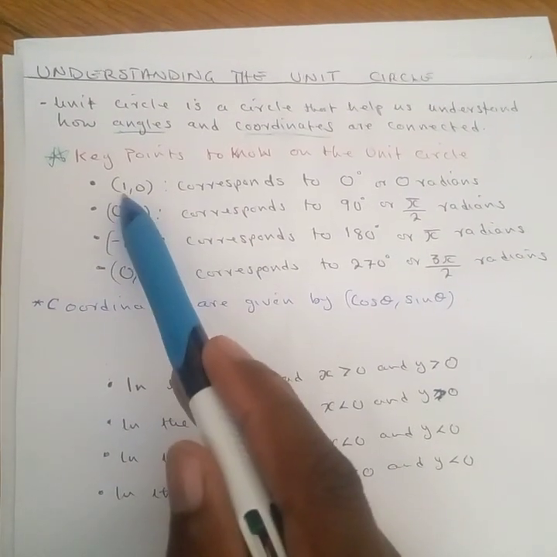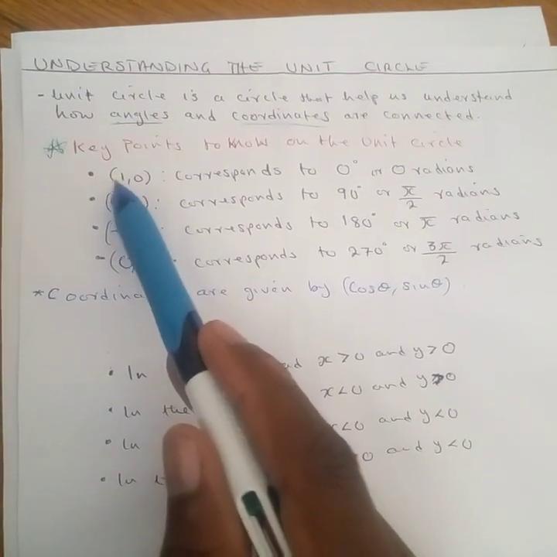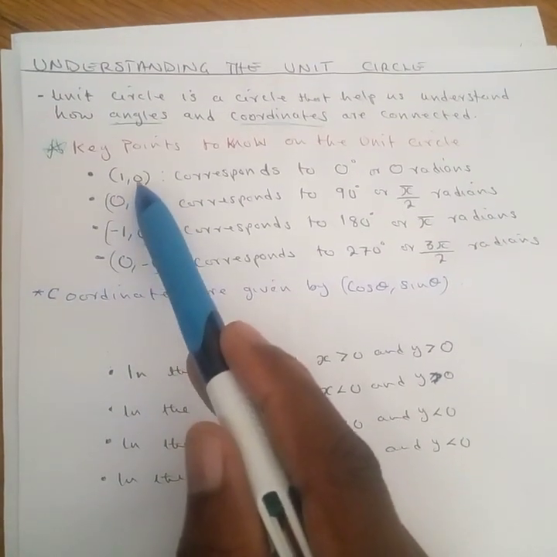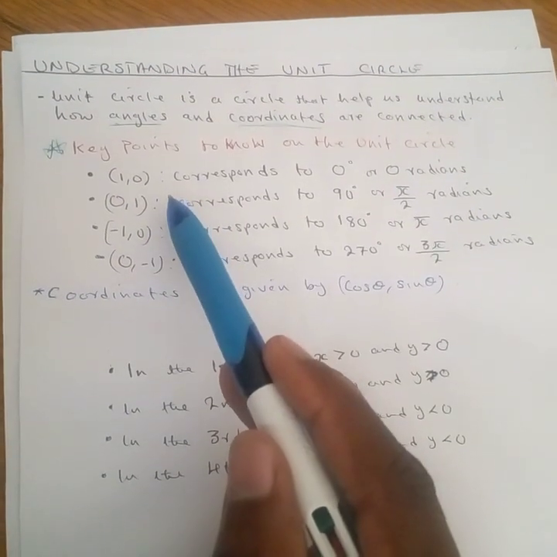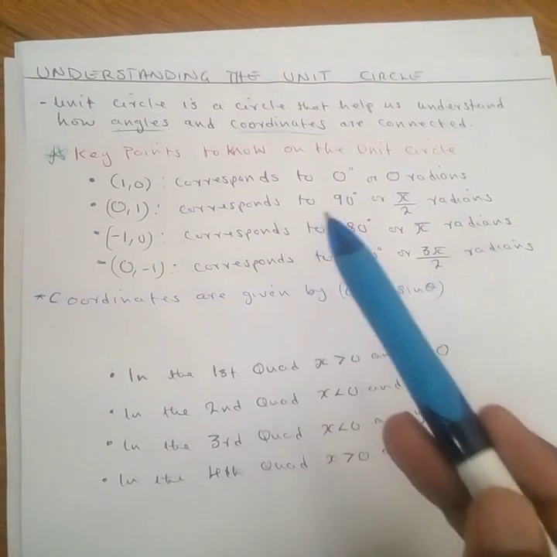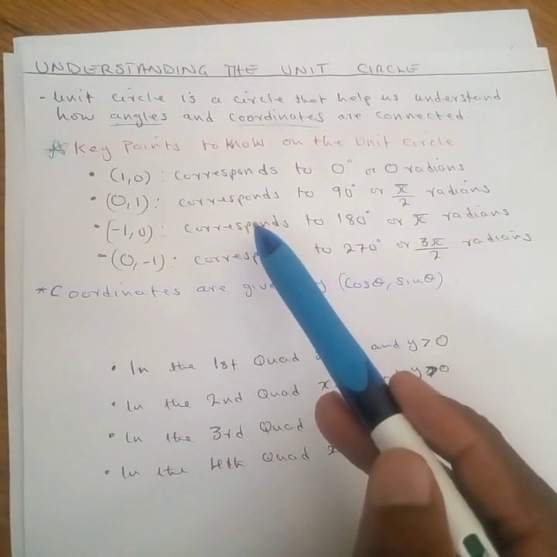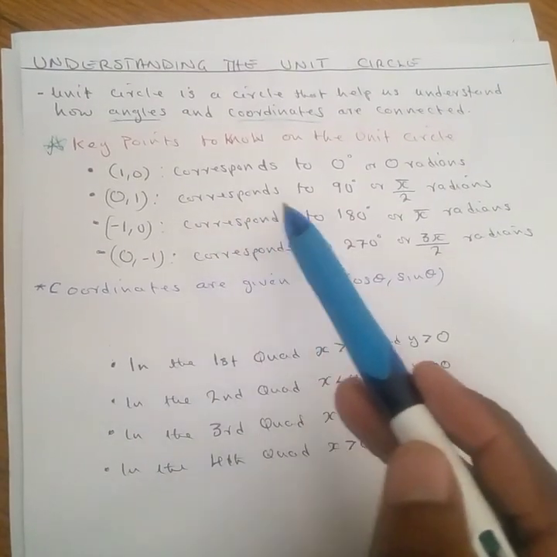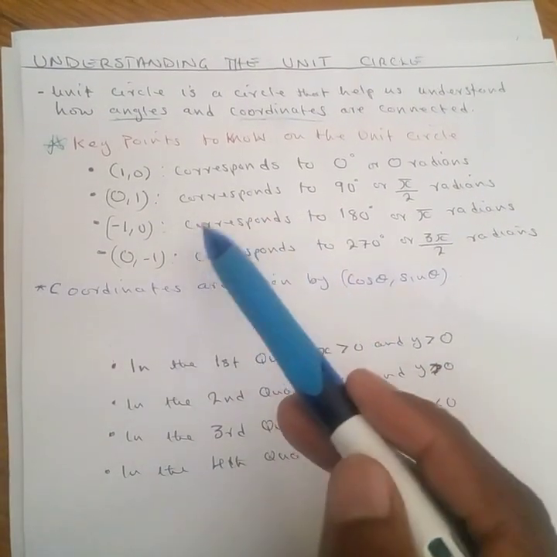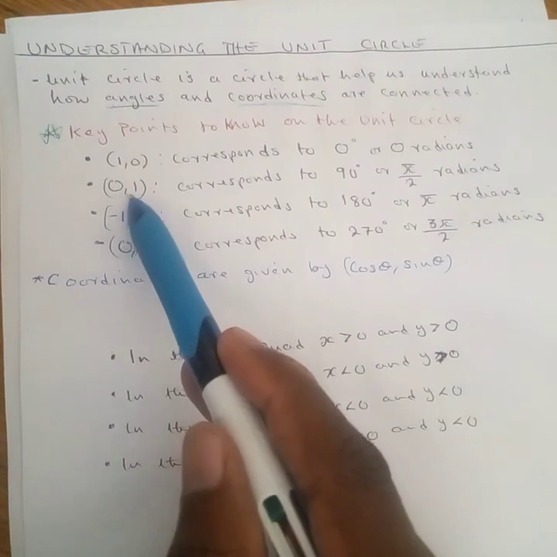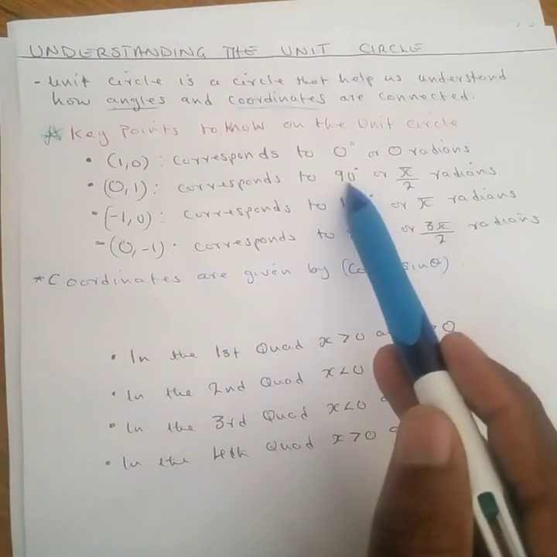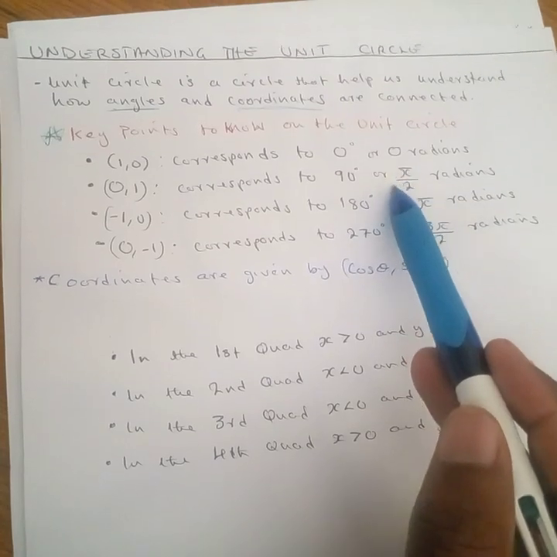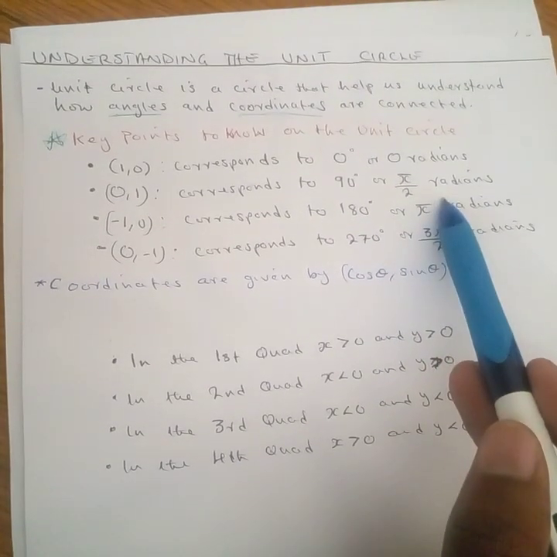And then we know that when cos is 1, sine is 0. We looked at that in the previous video. So I would advise, if you haven't watched the previous video on how to find the ratios of the special angles and their coordinates, to watch that. (0, 1) corresponds to 90 degrees on the unit circle, or pi over 2 radians.